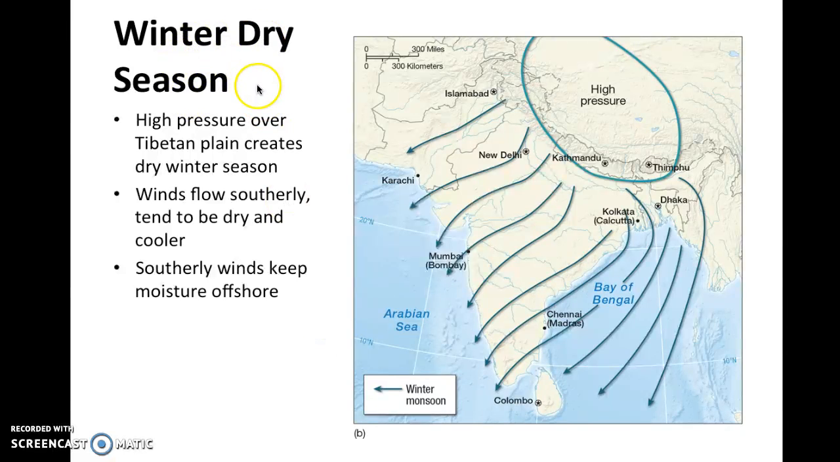Winter, the dry season. Now in the winter you have the exact opposite effect. One, you have the high pressure sitting over the Tibetan Plateau right here, and the wind is going to flow from high to low. So you have low pressure sitting over here off the Indian Ocean, and it's going to pull this wind across in a northerly flow, flowing southerly.